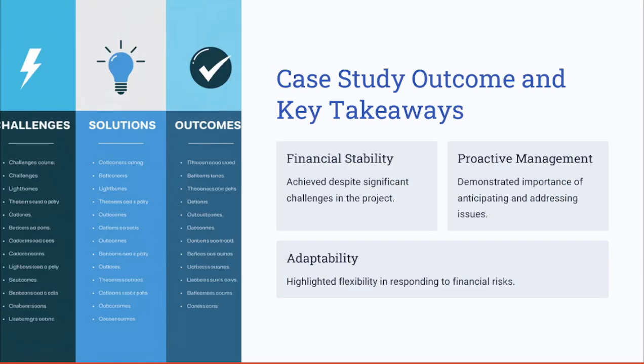So, these are the takeaways of this case study that we have highlighted. The case study illustrates how proactive cost management ensures financial stability in large projects. Despite challenges such as escalating material costs and labor shortages, the team's adaptability and strategic action enabled them to achieve the project objectives within the budget. This underscores the importance of regular monitoring, collaboration with the stakeholders, and data driven decision making.